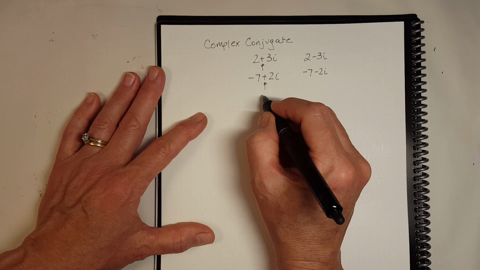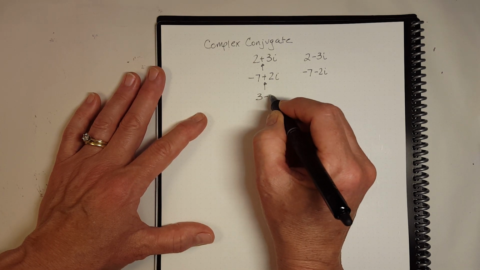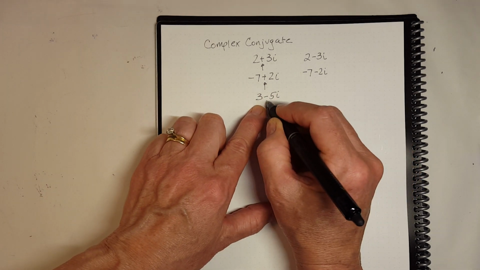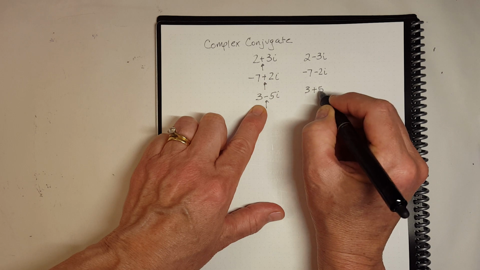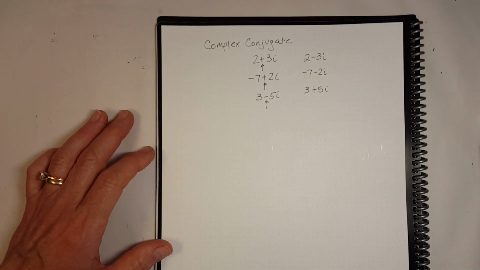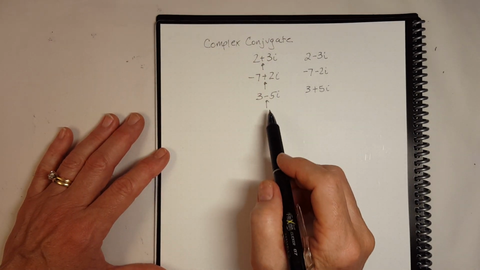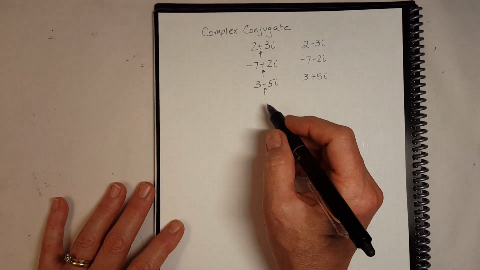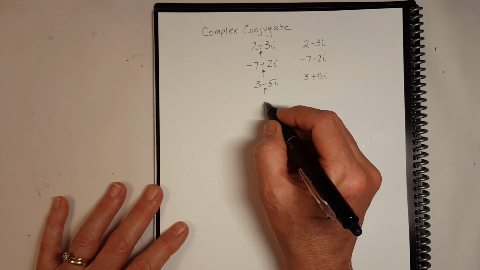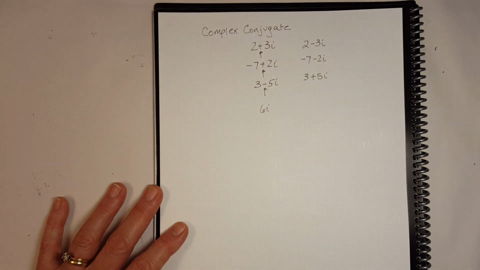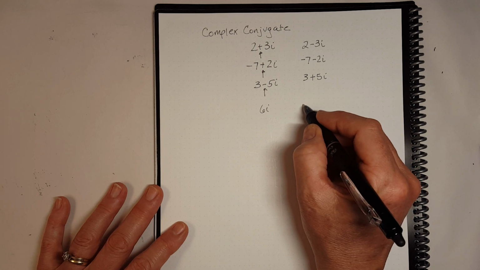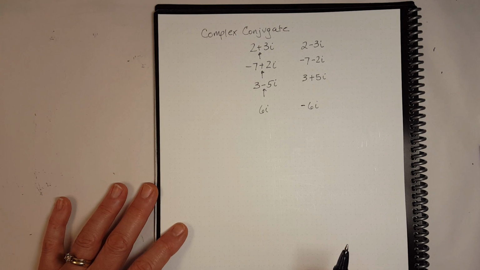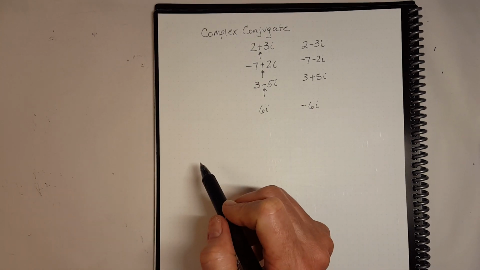If I have 3 minus 5i, the complex conjugate, change the sign in the middle, 3 plus 5i. You're changing the sign of the imaginary part. So when I say change the sign in the middle, it happens to be between the real and the imaginary. But you're changing the sign of the imaginary part. So let's think about the complex conjugate of 6i. The complex conjugate of 6i is negative 6i.